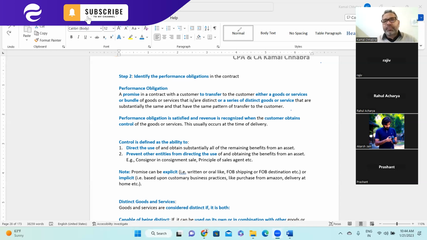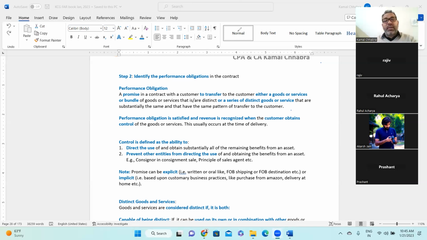For example, if you go to McDonald's and order, let's say, a McVeggie meal, as and when the McVeggie meal is provided to you, their obligation is done, right? In the same way, when you have made the payment, your obligation is done, but their obligation to provide you the McVeggie meal is pending. As and when they provide you the McVeggie meal, their performance obligation is also satisfied, and then they can recognize the revenue. Make sense?